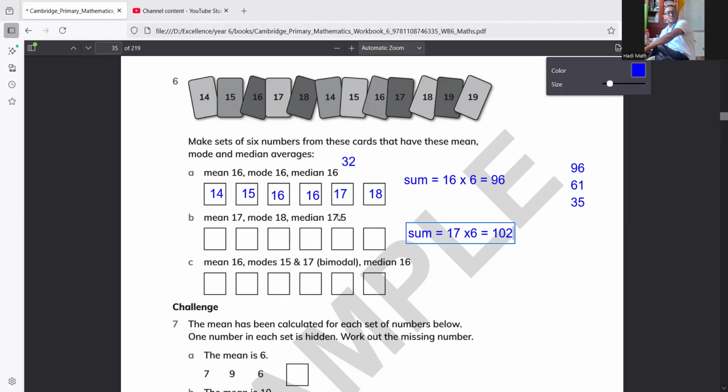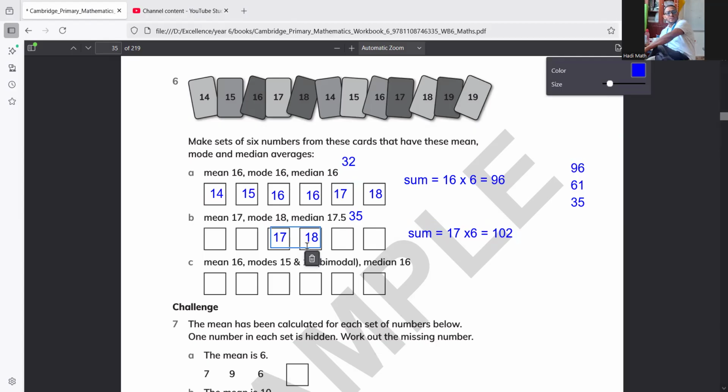And the median is 17.5. The median is the two numbers in the middle here. Those two numbers together, when I add them together and divide by 2, should give me 17.5. That means the sum of those two numbers should be double 17.5, which is equal to 35. So to make 35, I have to make one of them 17 and the other one 18.